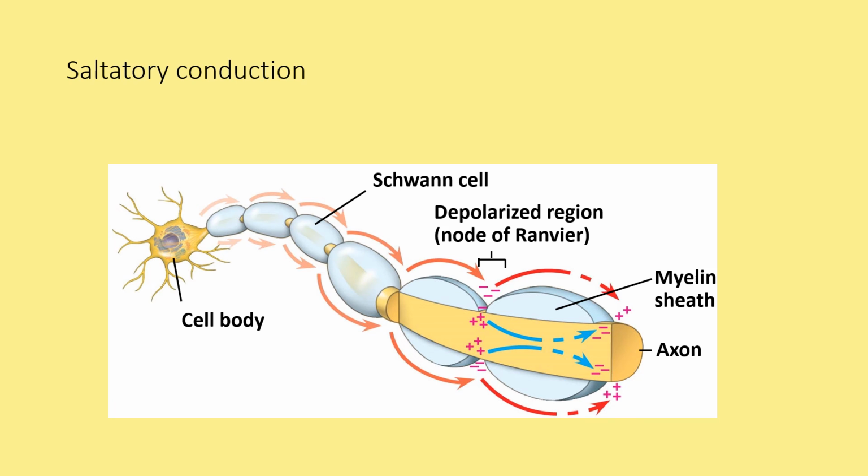And so saltatory conduction is a type of action potential propagation where the action potential jumps from node of Ranvier to node of Ranvier. And if you're a Spanish speaker, or maybe you've learned a little bit of Spanish, saltar, what does that mean? It means to jump. So it's saltatory conduction. And I don't know if you're familiar with the tale of the tortoise and the hare.